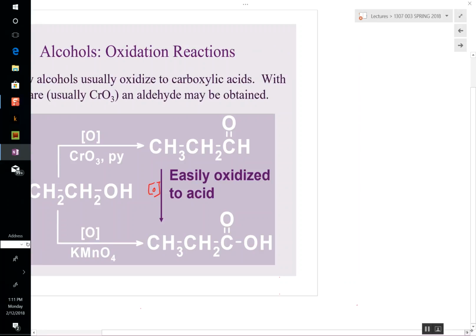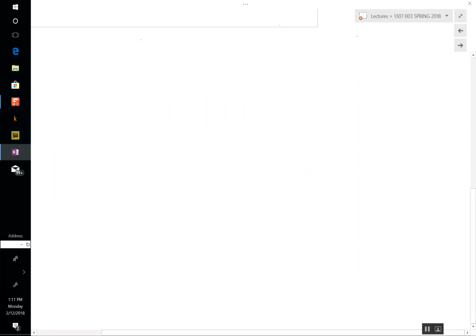Let's just take an example. Let's take a real simple molecule. This is a primary alcohol, ethanol. And you draw me two molecules. I'm going to label it above here. Show me what you would get if that oxidized to an aldehyde, and show me what you would get if it oxidized to a carboxylic acid.